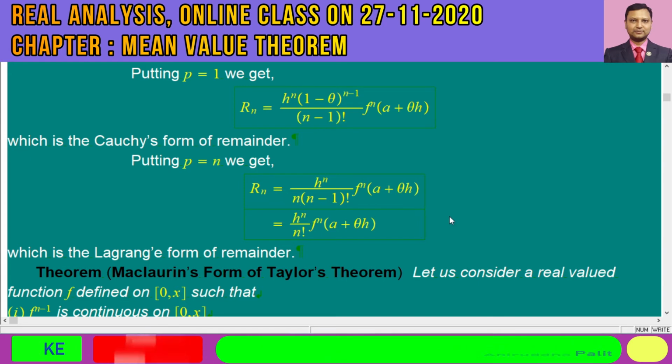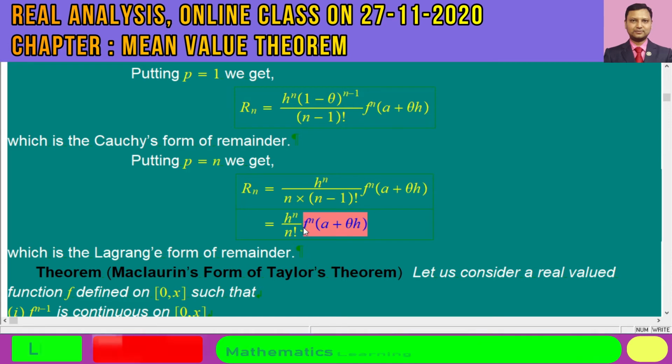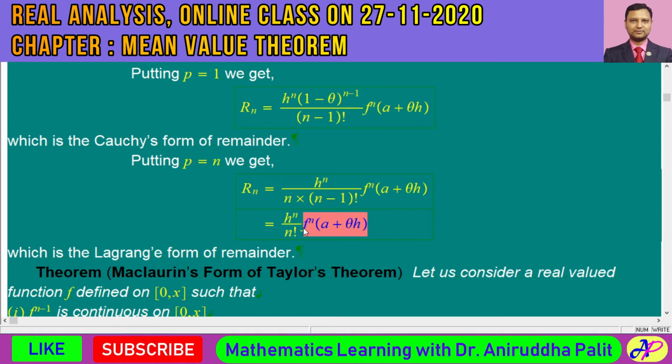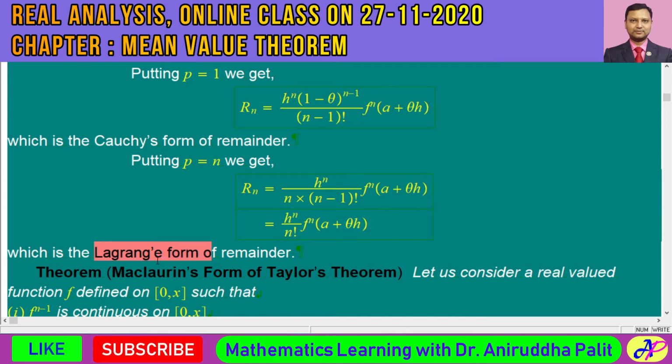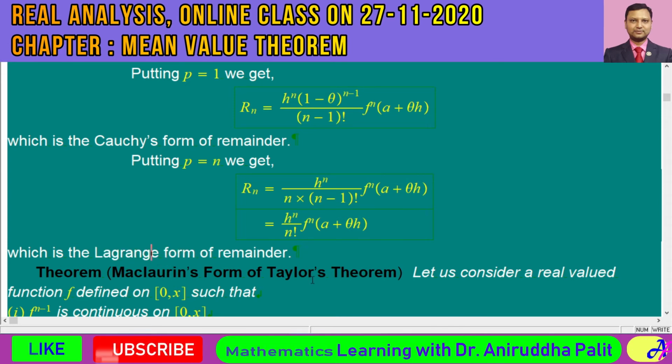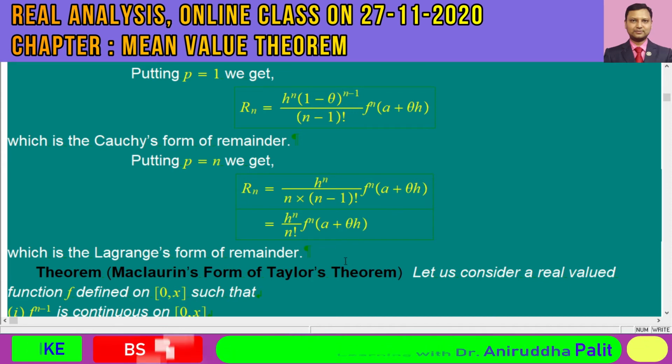Let me write over here a multiplication sign, and the remaining portion f n of a plus theta h is there. So this is actually the Lagrange's form of remainder. I made a mistake. This is called the Lagrange's form of remainder after n number of terms. So that is actually the proof of Taylor's theorem.